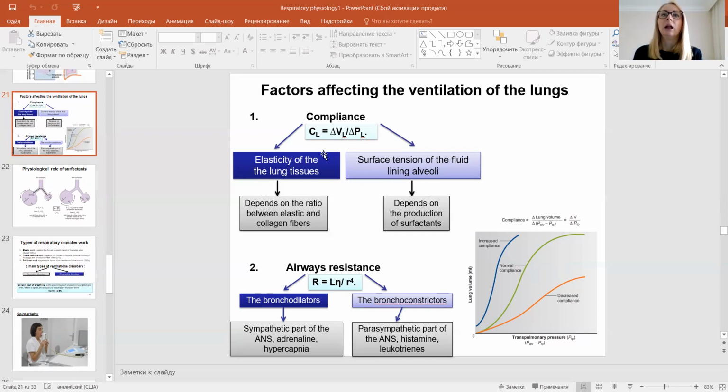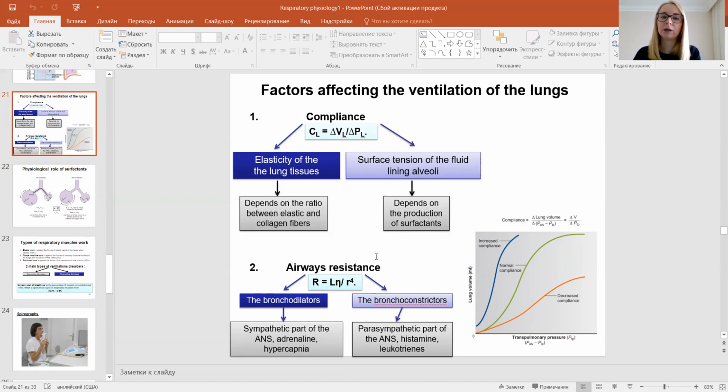In particular, pulmonary compliance is determined by two factors. The first one is elasticity of the lung tissues, and the second is surface tension of the fluid lining the alveoli. The elasticity of the lung tissue depends on the ratio between elastic and collagen fibers, and the second, surface tension of the fluid lining the alveoli, depends on the production of the surfactant, and the function of the surfactant we will discuss a bit later in the lecture.